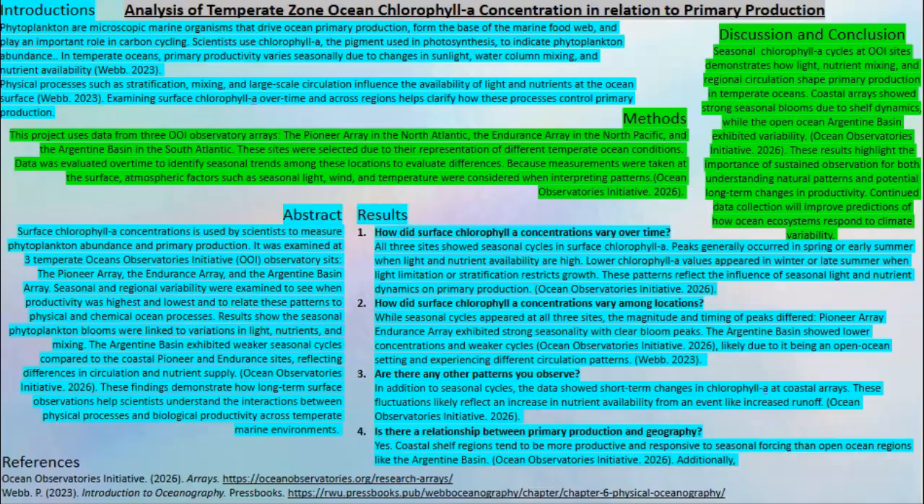Overall, this project demonstrates how surface chlorophyll A reflects the close relationship between physical processes, geography, and biological productivity. Long-term observations are essential for understanding both natural variability and future changes driven by climate and human influence. References are at the bottom.